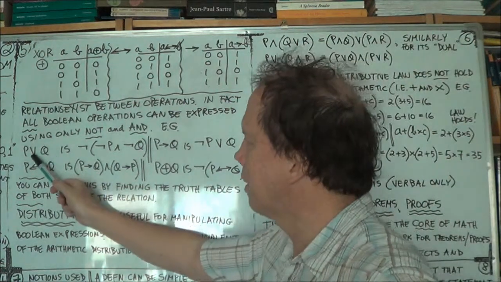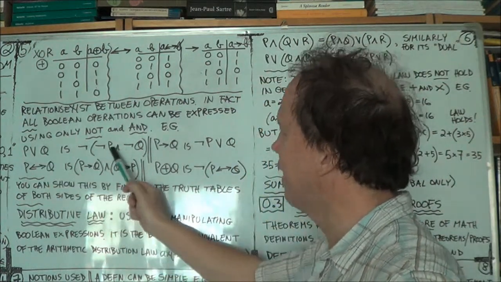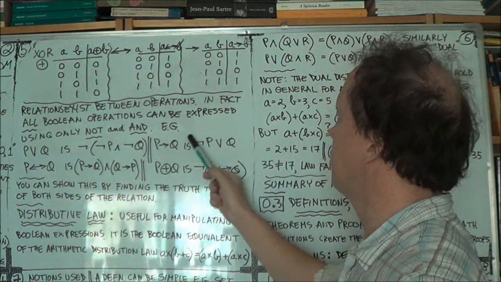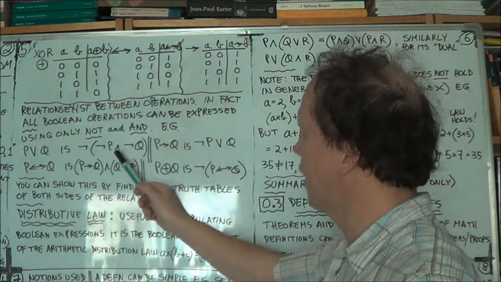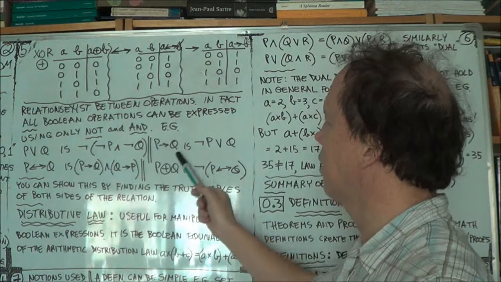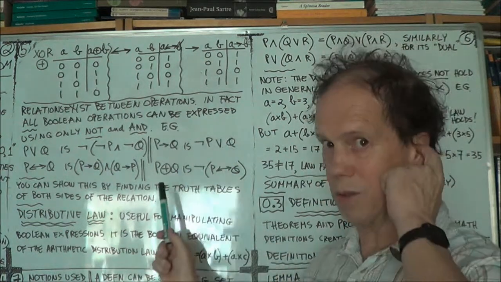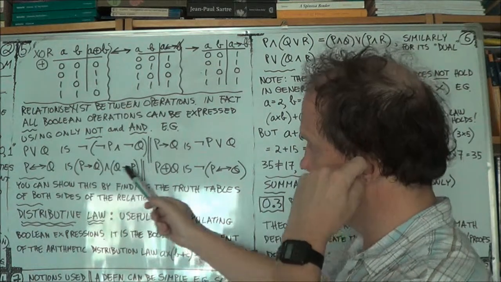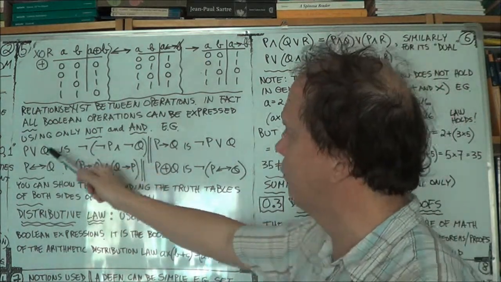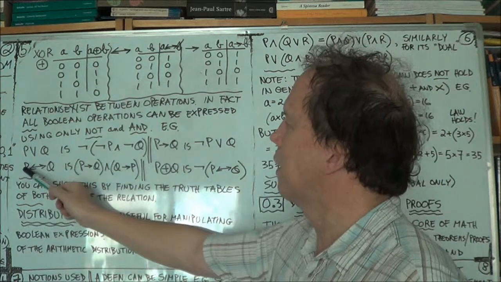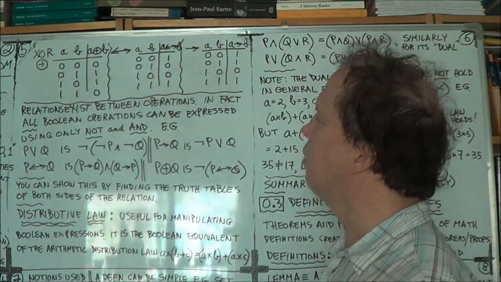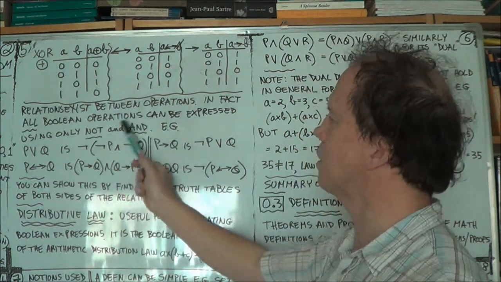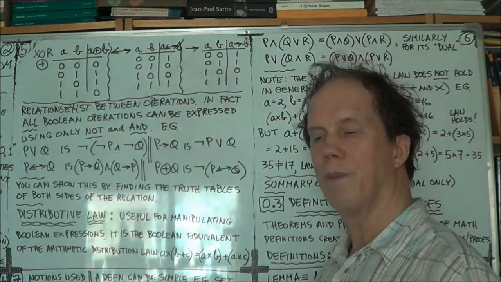But we know how to write the or in terms of and and not, so we could rewrite this in terms of ands and nots, so we could rewrite that in terms of ands and not. Okay? And a similar comment for the rest. So in other words, all four of these can be written in terms of only just these two operations, and and not.